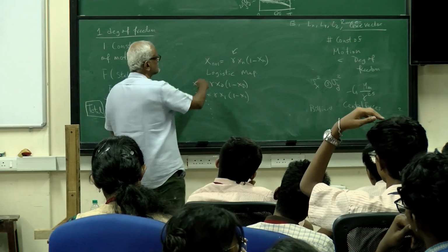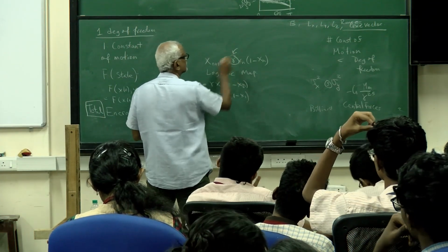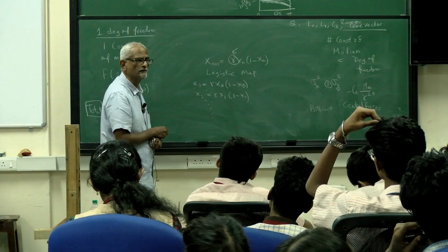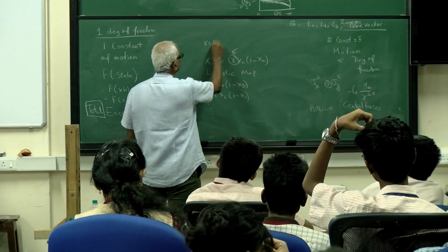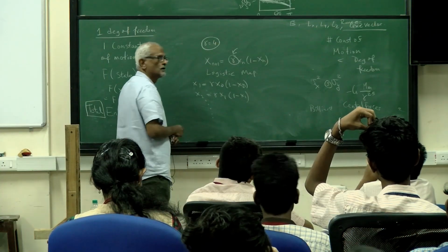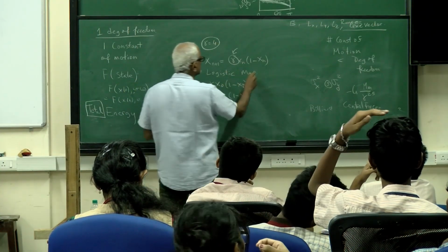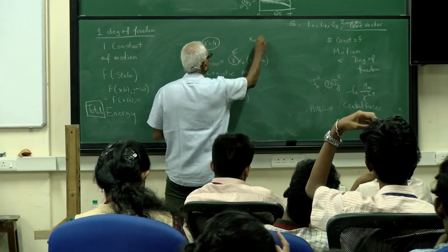Now, this logistic map as a function of r will show very interesting behavior. It's fully chaotic if r is equal to 4. Wait, hold on. And this x0 you take to be less than or equal to 1.